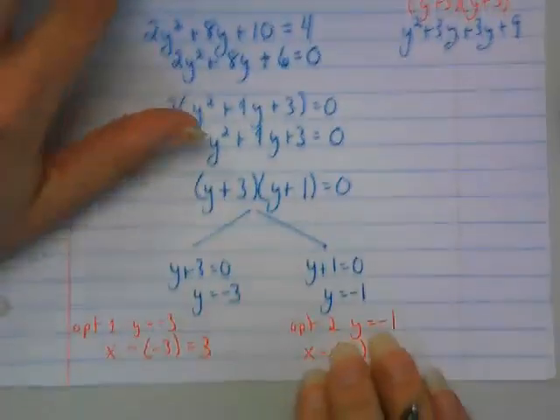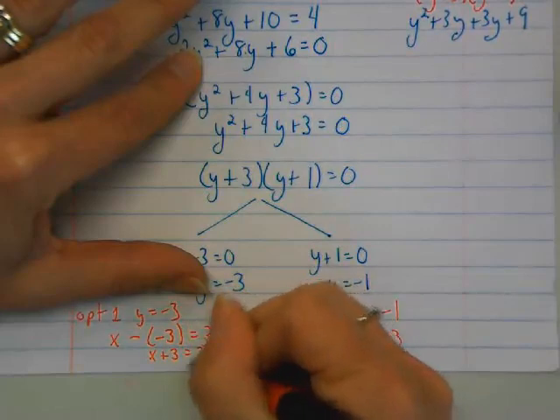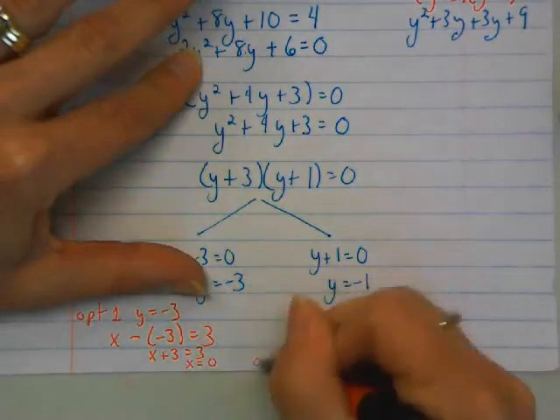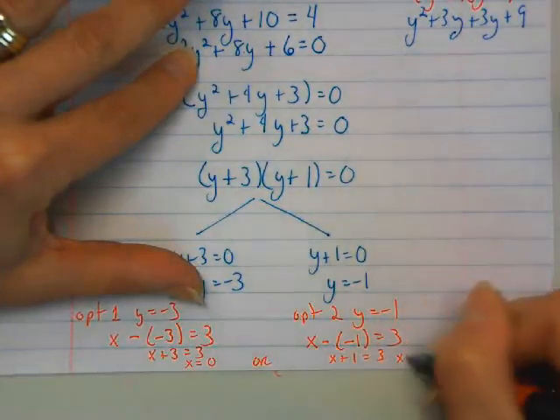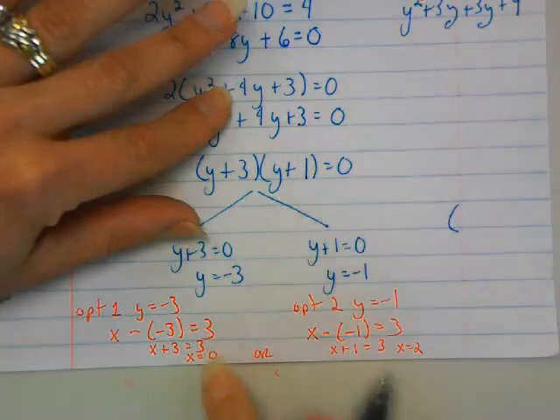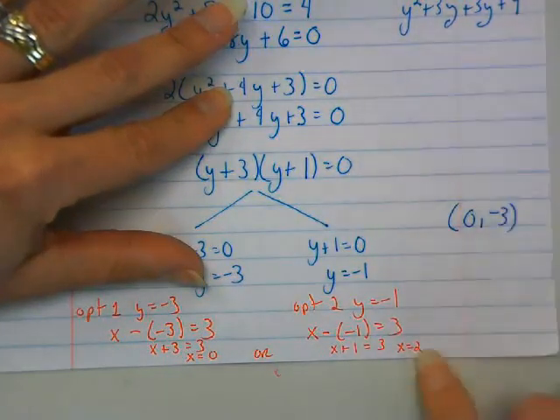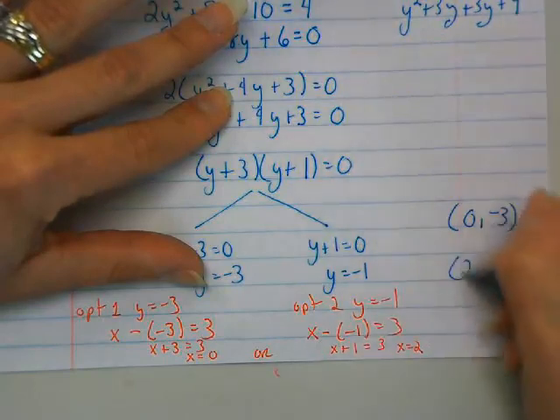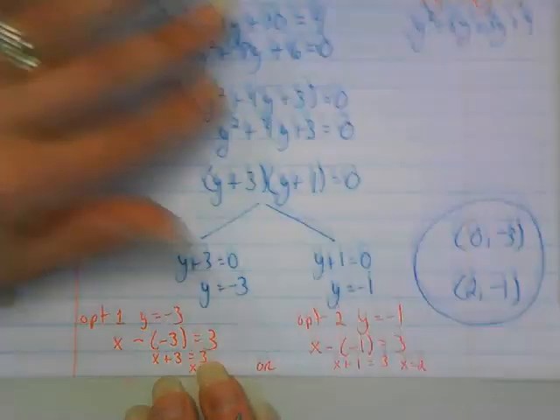Now I'm ready to solve this, and I get what? X plus 3 is equal to 3, so x is 0, or x plus 1 is equal to 3, so x is 2. Now let's write our ordered pairs. When x is 0, y is negative 3, and when x is 2, y is negative 1. And those are my points of intersection.